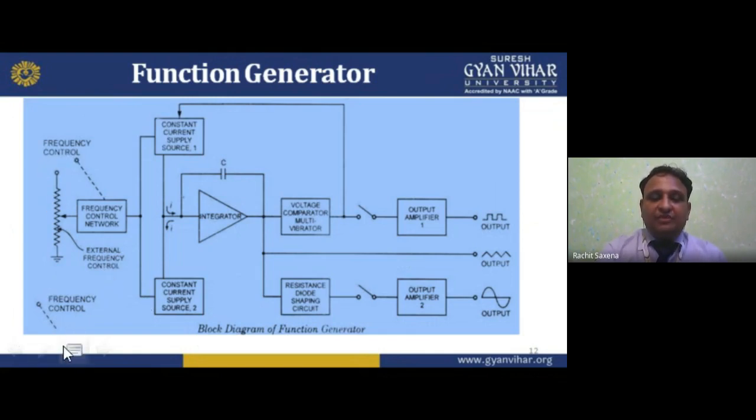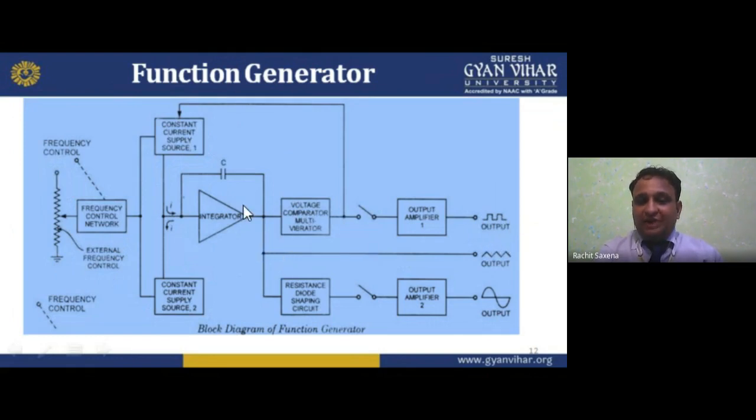Now, talking about the frequency control network, we can control frequency. Then we have the constant current supply sources 1 and 2. Then the integrator, meaning an op-amp with a capacitor. Again, we have the voltage comparator multivibrator, then a switch with output amplifier. We get the output in a triangular form.